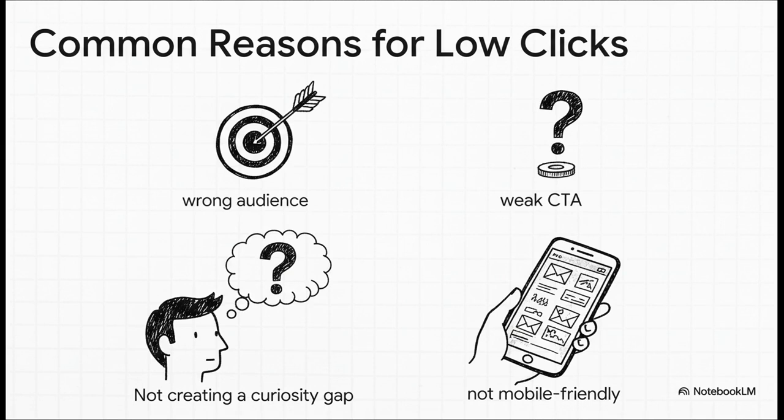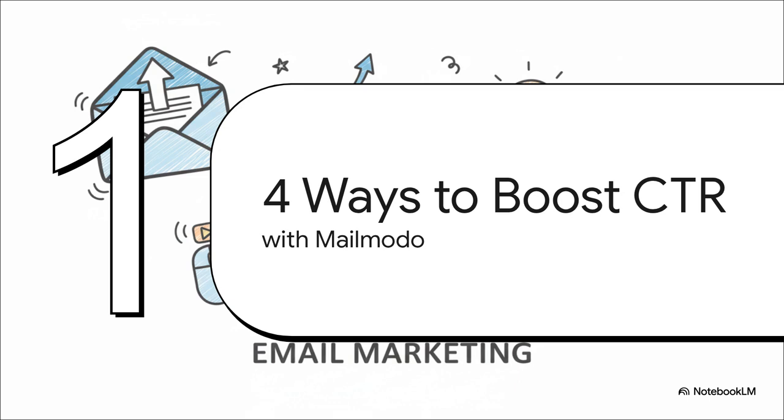Maybe you're sending a killer offer, but to the totally wrong audience. Or maybe your call to action is just a little meh. And then there's the curiosity gap, that little bit of magic in your writing that makes people have to click to see what's next. And of course, the big one. If your email looks like a mess on a phone, you've already lost. Sound about right? Okay, good. Let's fix it.